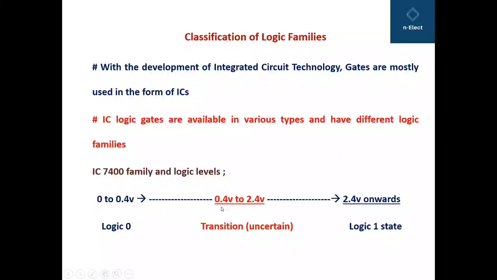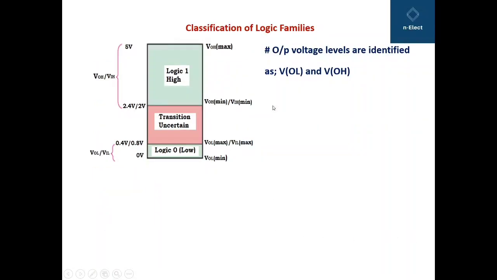So here we have shown three levels. 0 to 0.4 volt is the voltage level which is treated as logic 0 in case of the 7400 family, while 2.4 volts to 5 volts, up to 5 volts maximum in case of digital electronics, is treated as logic 1 state. The question is, what about the level which exists between 0.4 volts and 2.4 volts? This is the transitional or uncertain state, or switching state, you can say.